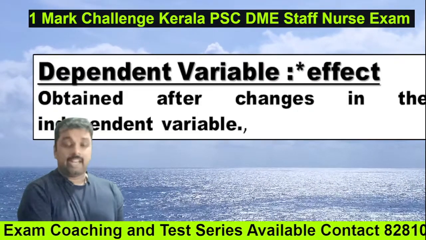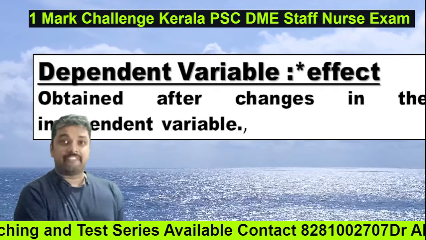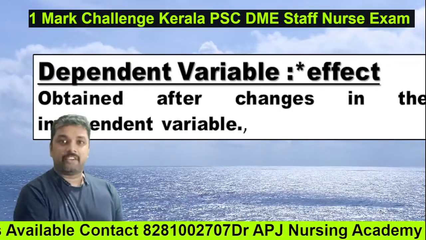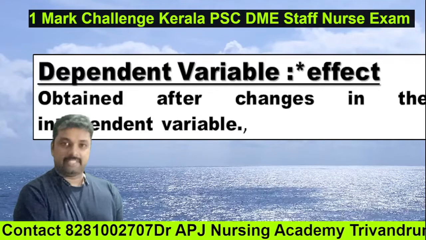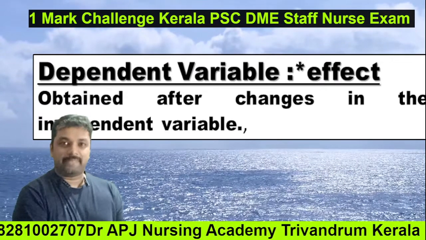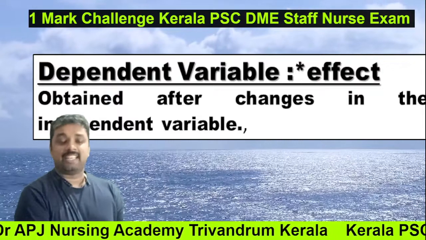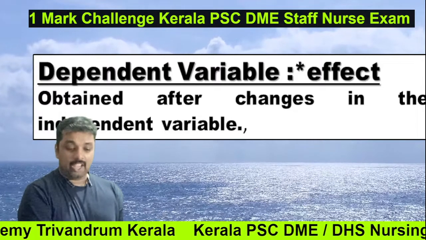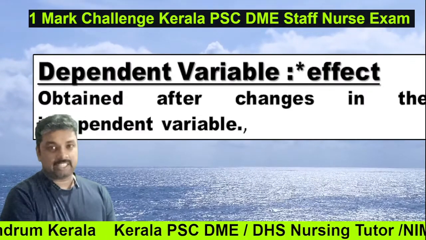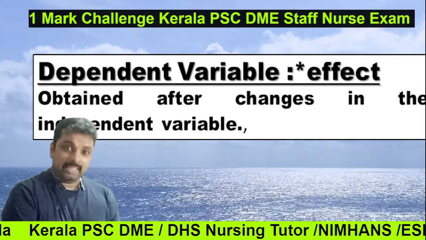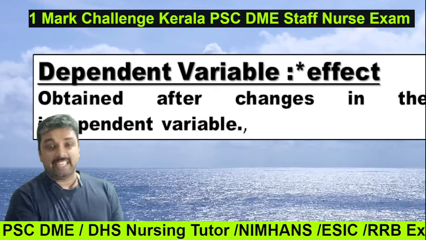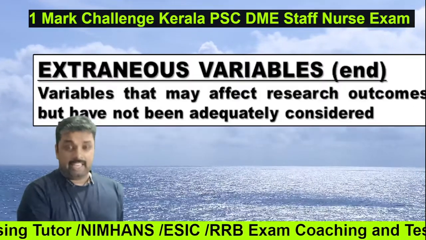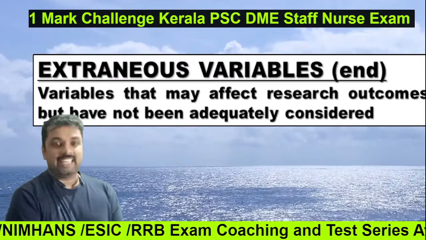Next, dependent variable or effect variable. These variables are obtained as a result after changing the independent variable. Once again, dependent variables or effect variables are obtained after change in independent variables.